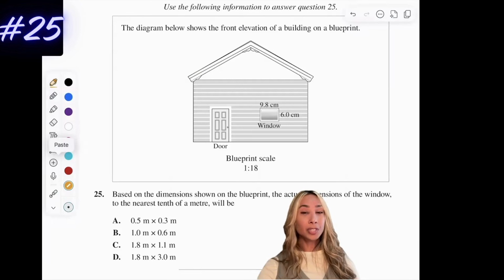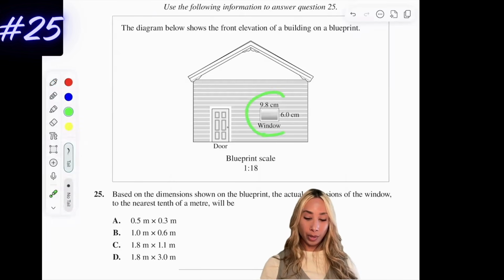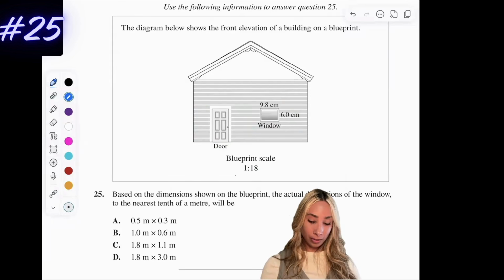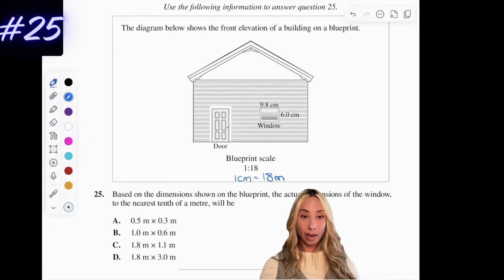All right, so in this question it says, the diagram below shows the front elevation of a building on a blueprint. And so we can see here that we've got our window, our door, and most importantly, our blueprint scale. So the blueprint scale indicates that 1 centimeter on the blueprint is equal to 18 meters in real life. Okay, and the reason I know that is because they told me right here. They said it's to the meter.